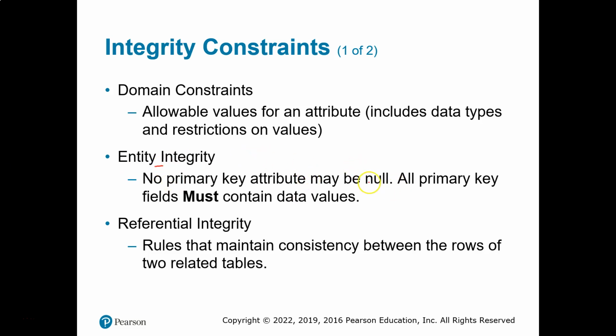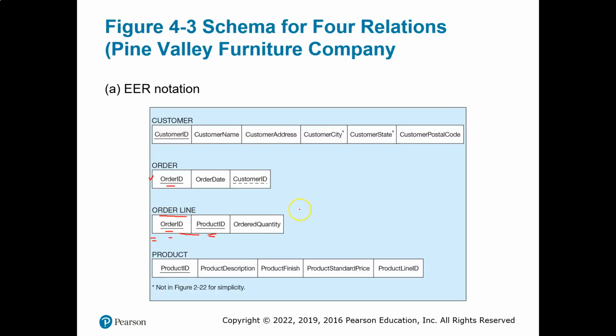Now, a null value is separate from me typing the number 0 in a field. Okay, the number 0 is an actual value. Null means that the field is blank, it's empty. That is an important distinction. Okay? Primary key fields. And there might be some other fields that aren't primary keys that can't contain null values. Okay?